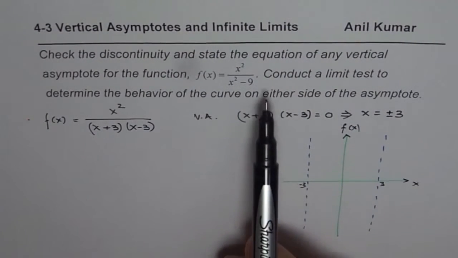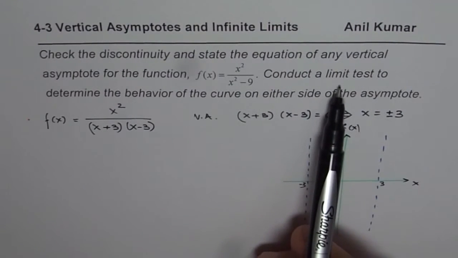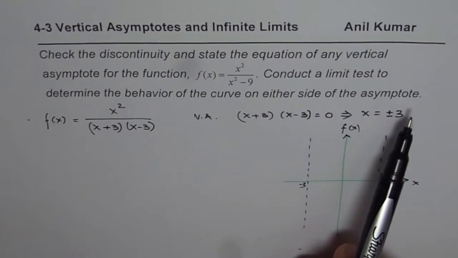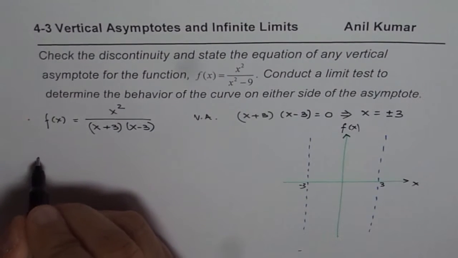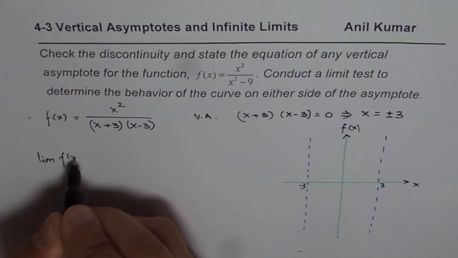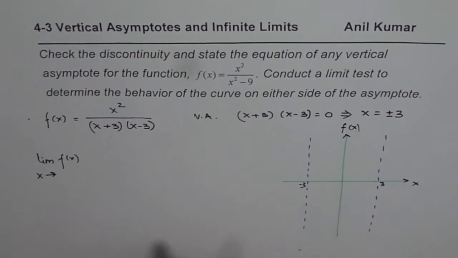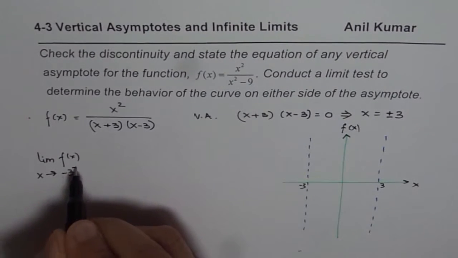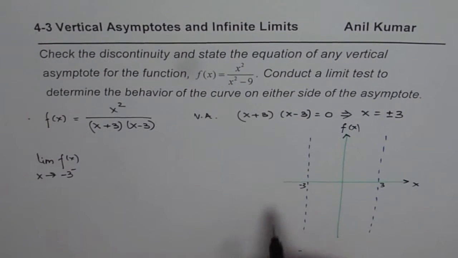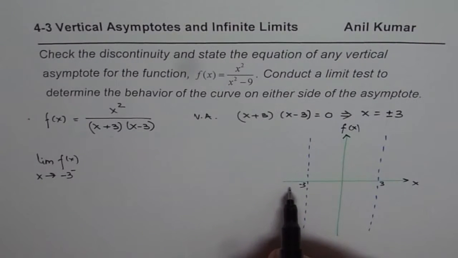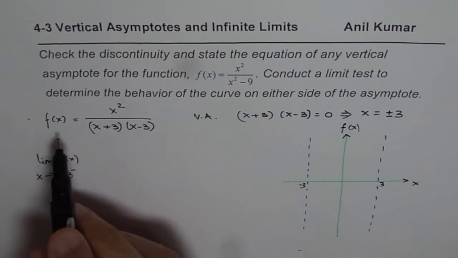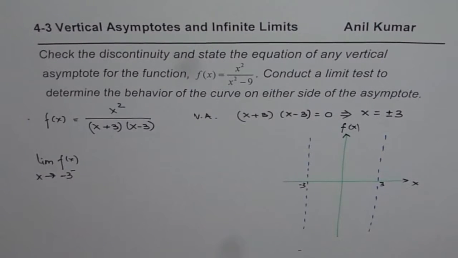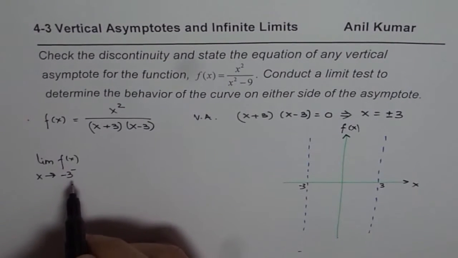Now the second part of the question is to conduct a limit test to determine the behavior of the curve on either side of the asymptote. It really means: what is the limit of the function f of x as x approaches the asymptote from the left side and from the right side? When you approach minus 3 from the left side, that is from the negative side, we do have a vertical asymptote, but the function approaches either positive infinity or negative infinity. You need to figure that out. So this is what we need to test.